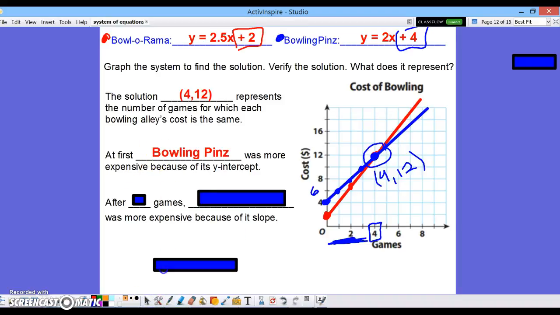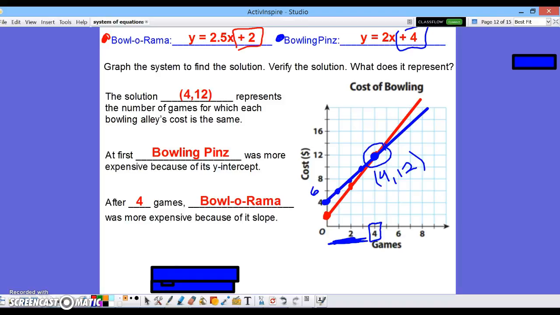So at first, Bowling Pins was more expensive because of the y-intercept, but after 4 games, Bowl-O-Rama was more expensive because of its slope.